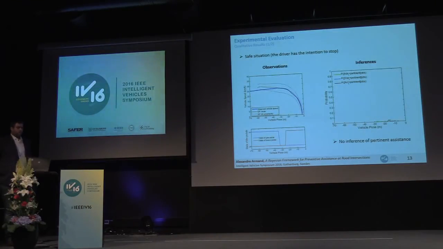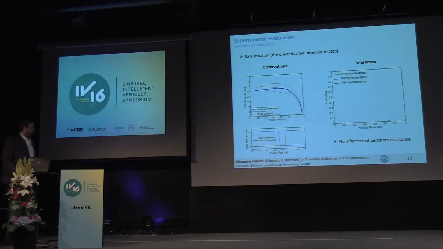So I come now to the qualitative results. So basically how the Bayesian network behaves when it's provided with inputs. You see on the left the observations. You see the vehicle speed here in blue. This is what we recorded here. In red we have the velocity profile that we learned for the driver using Gaussian processes.